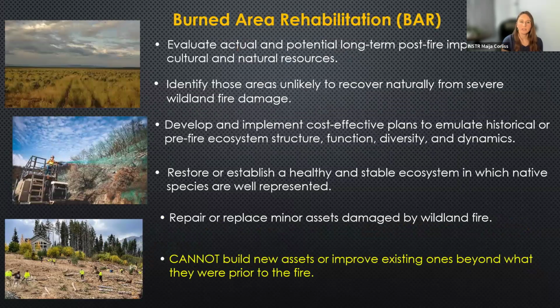These are some of the things that should go into your BAR plans. You're going to need to evaluate potential for long-term post-fire impacts to cultural and natural resources, and develop and implement cost-effective plans to emulate historical or pre-fire ecosystem structure. I won't read through all of the bullets here. And for DOI, we need to have a separate BAR plan. So oftentimes we just combine emergency stabilization and BAR plans into one plan, and the funding is different. Forest Service includes BAR in their BAER plans.